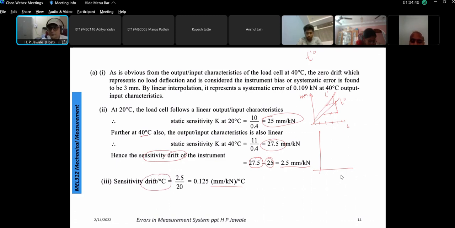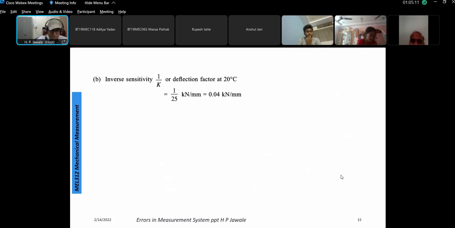Now the total variation of the temperature is from say 20 degrees to 40 degrees. So we have changed the temperature, delta T equals 20 degrees. So per degree rise in temperature, what is the sensitivity change that can be found? So total change in the sensitivity upon the difference of the temperature. We have found that if 1 degree Celsius is the rise in the temperature, the sensitivity is going to change by 0.125 millimeter per kilonewton. Right. Then we also know the inverse of the sensitivity, or deflection factor, this also is discussed.